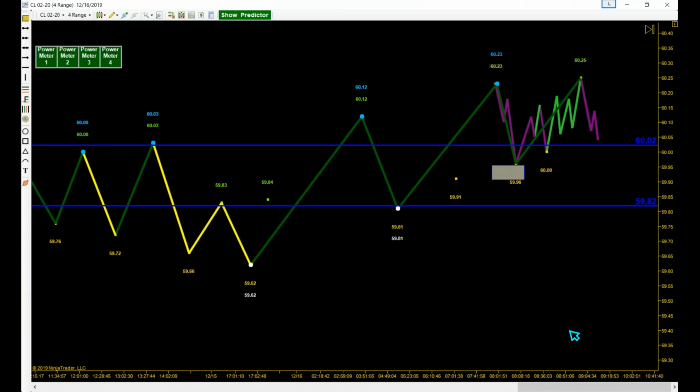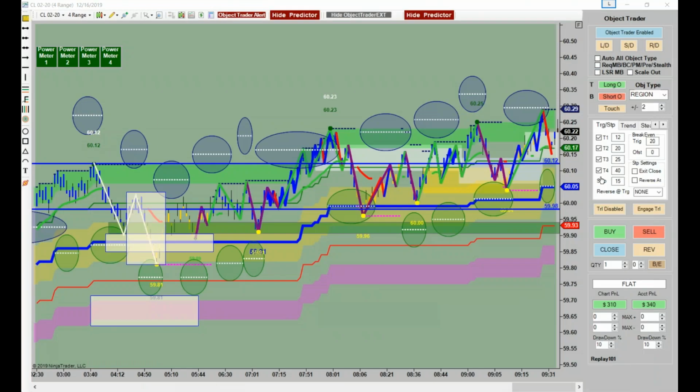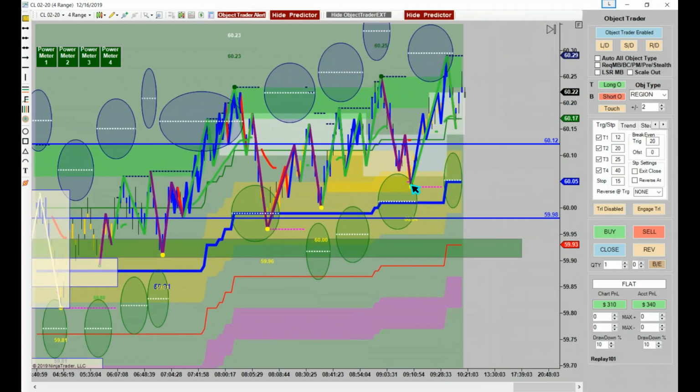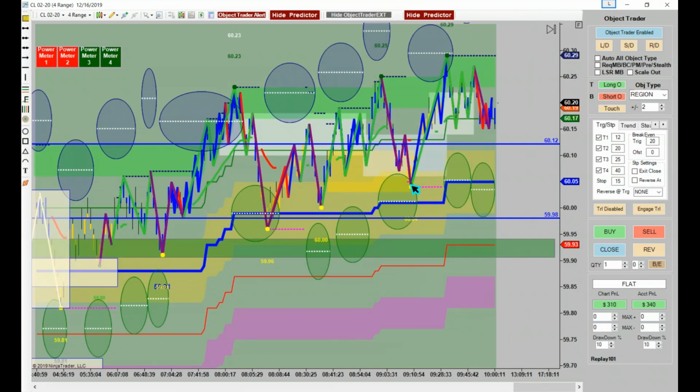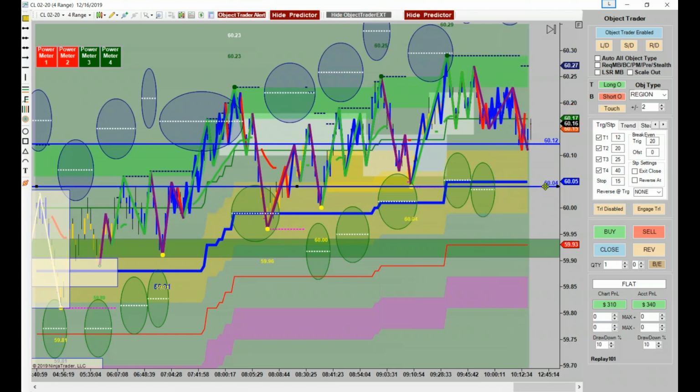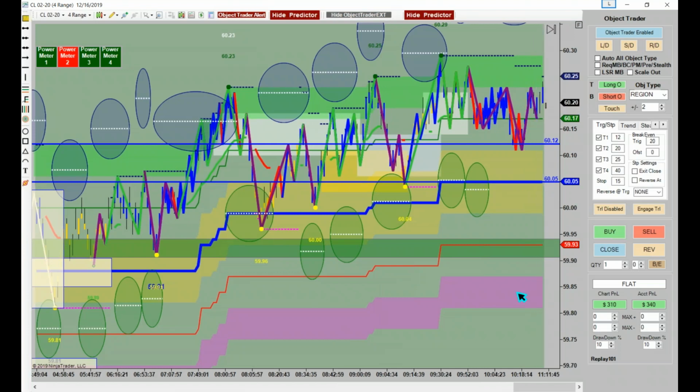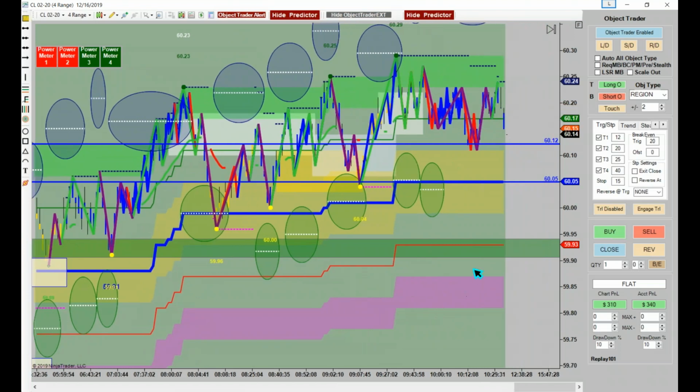Now, does anybody remember these trades right here? Let's look at the chart. See how that bounced right there? Let's look at it. So it ratcheted up. That was a nice trade right there. See if they'll come down and give us another trade.